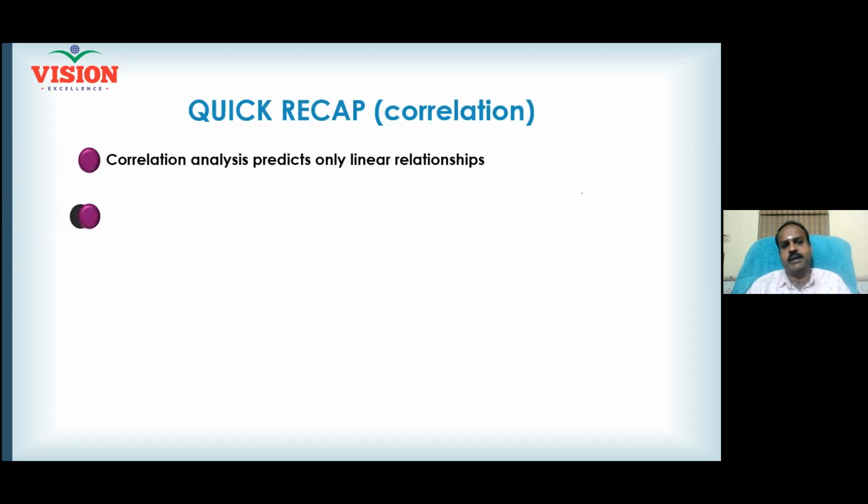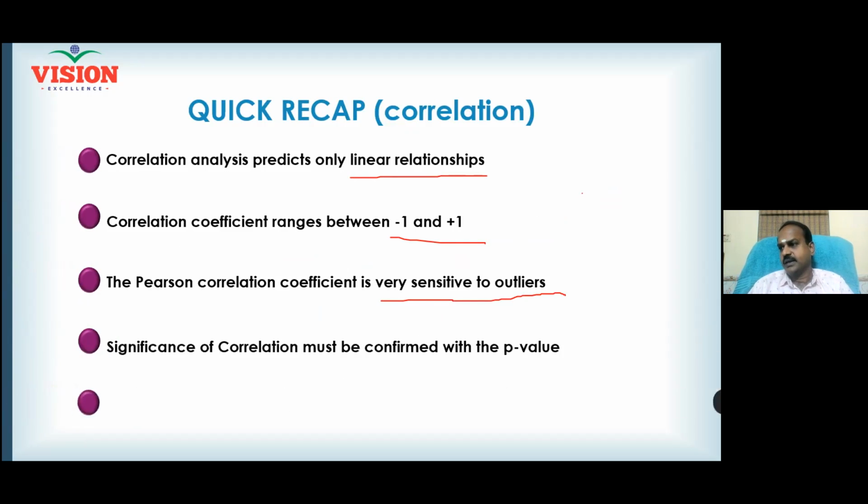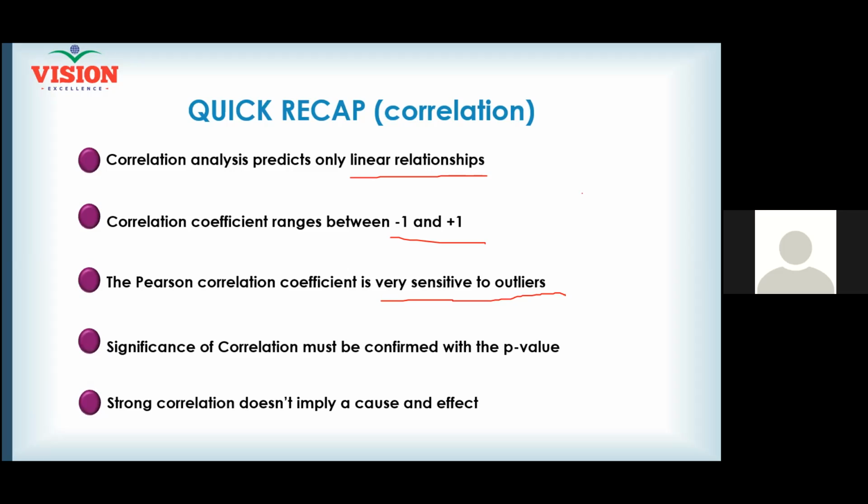So what do we understand here? We understood that correlation helps us to predict the presence of a linear relationship. The correlation coefficient will range between -1 and +1. The Pearson correlation coefficient is very, very sensitive to outliers, so better to remove the outliers and then calculate your R value. The significance of correlation must always be confirmed with the p-value. And strong correlation doesn't imply a cause and effect relationship. But it gives a strong suspect, no doubt, so always common sense should be applied.